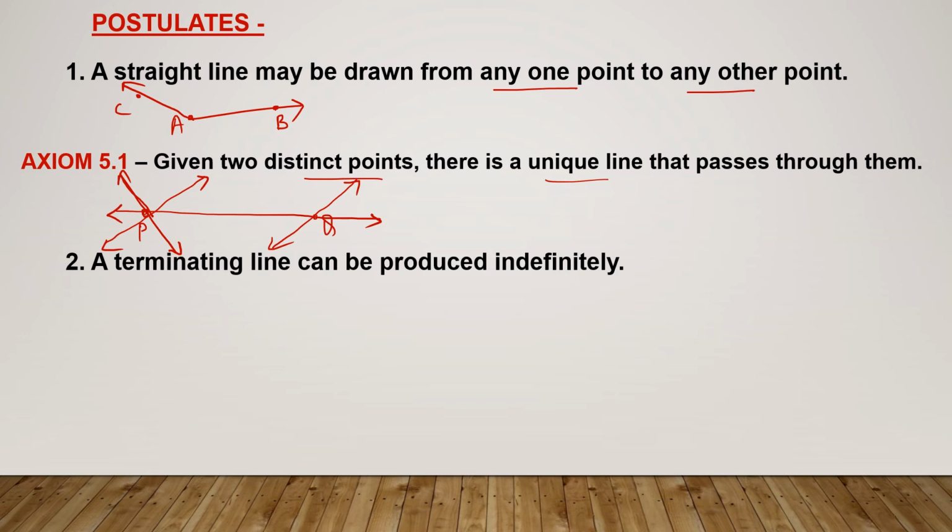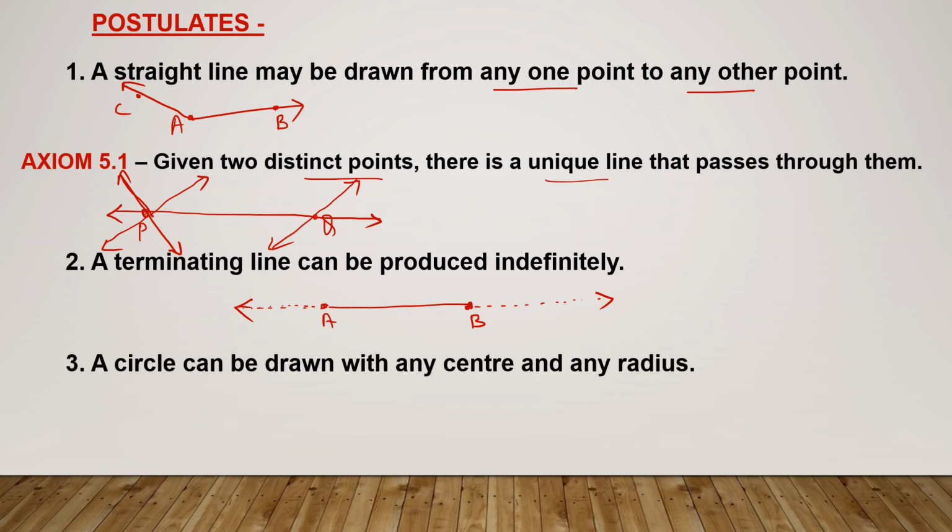The second postulate says that a terminating line can be produced indefinitely. Terminating line means, suppose we have this line A and B. Terminating means it has 2 endpoints. Now from this endpoint B, if I extend the line, I can extend it indefinitely. Even from point A in this direction, if I want to extend the line, I can extend it indefinitely. So a terminating line can be produced indefinitely. This is our second postulate.